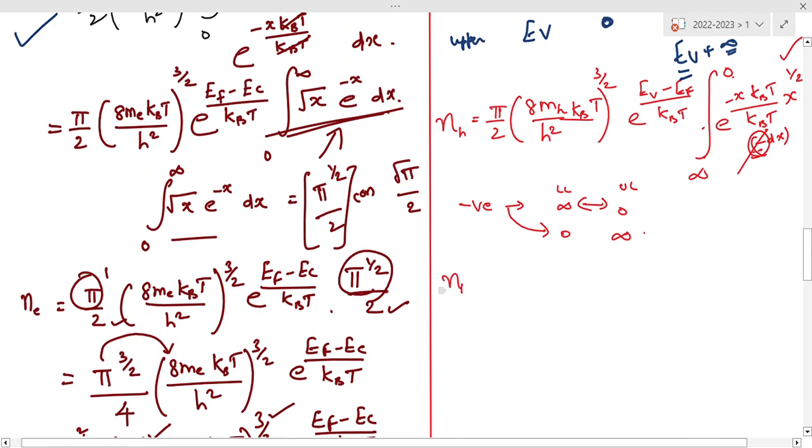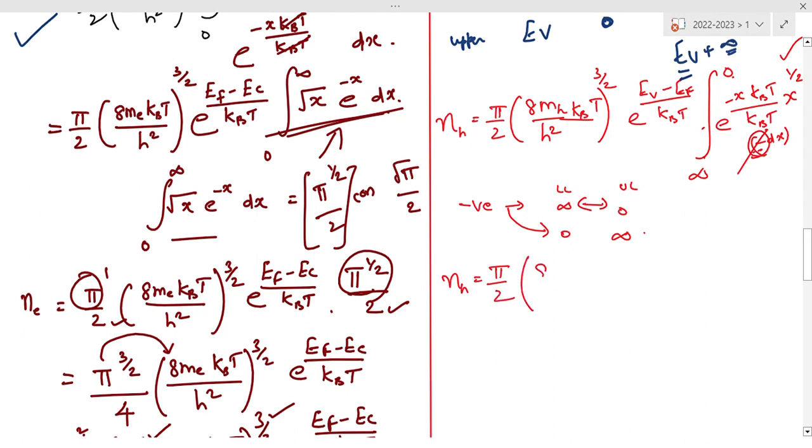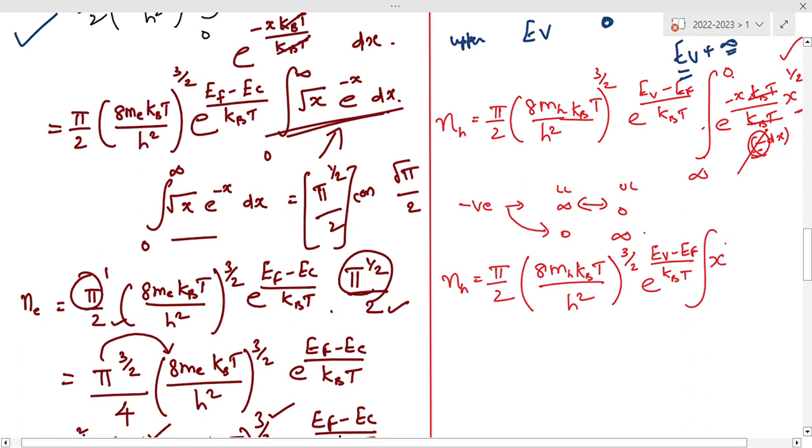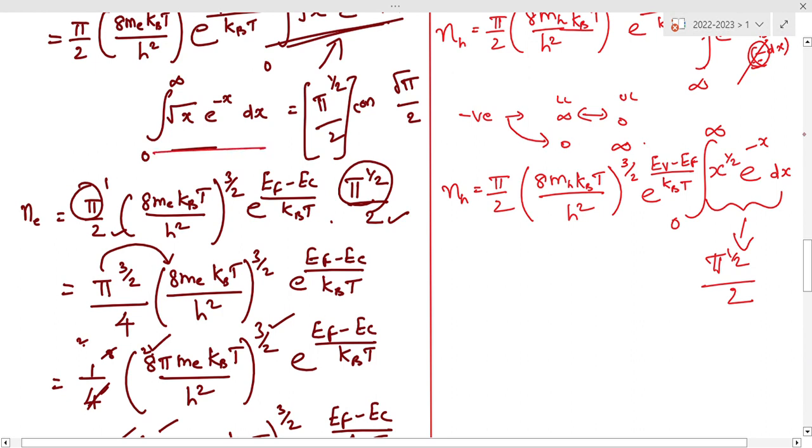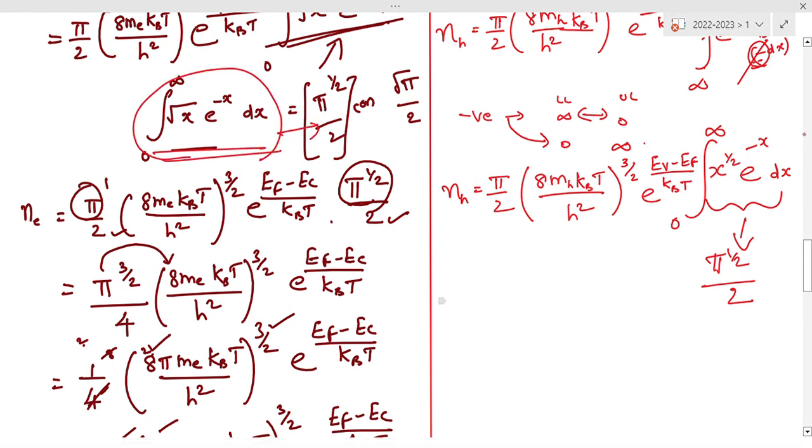Therefore nH is equal to pi by 2 into (8 pi mH kBT by h square) the whole power 3 by 2, e power (Ev minus Ef) by kBT, and here the kBT gets cancelled off. Therefore we get the integral of x power half, or root x, e power minus x dx only. That negative sign is used to change infinity to 0 into 0 to infinity. So again we take this as pi power half by 2. So the integration from 0 to infinity of root x e power minus x dx is equal to pi power half by 2.